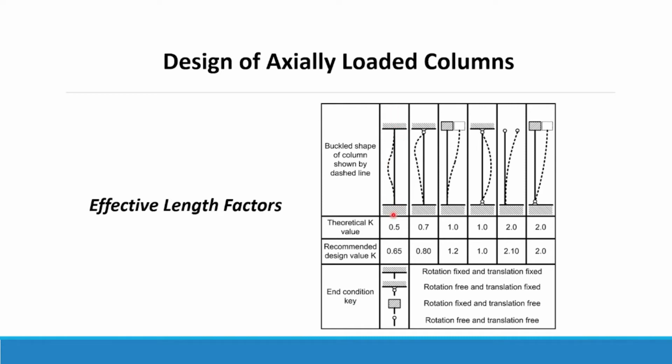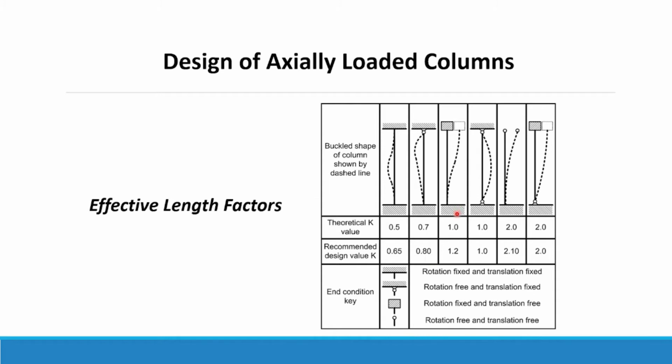So in the first diagram, fixed support for both ends, fixed support at the lower end and the upper end, and this is the buckled shape of the column, and the recommended value for K is 0.65, which is 35% shorter than the actual length of the column. And for the second diagram, we have a fixed support and a hinge, and this is the shape of the buckled column, which is the recommended design value K is 0.80.